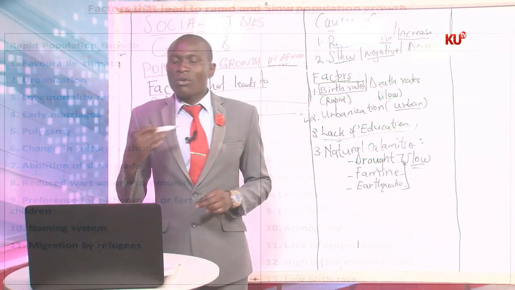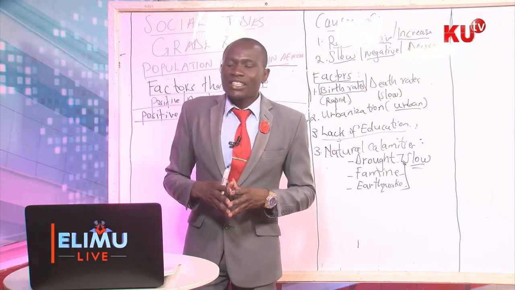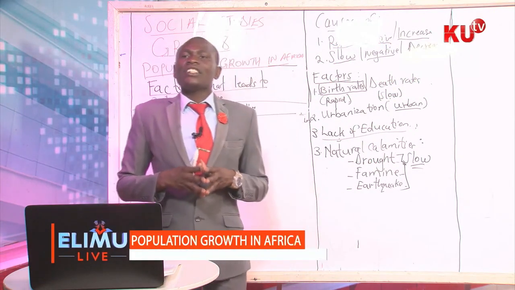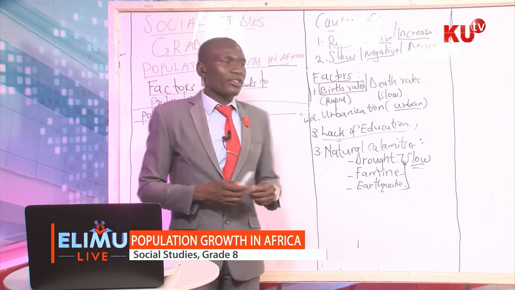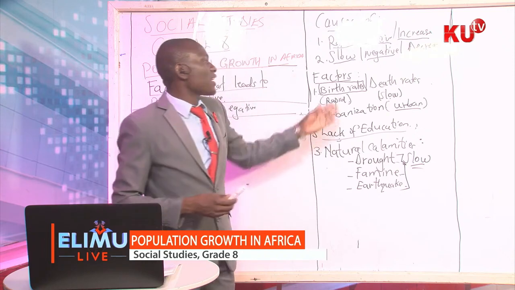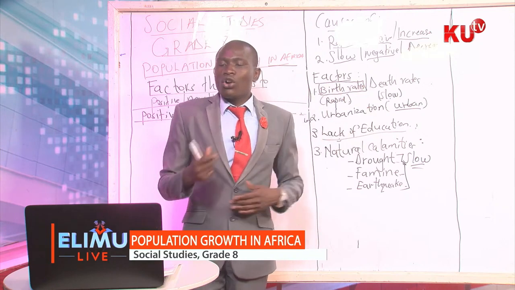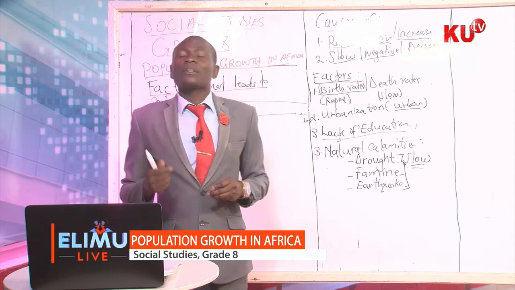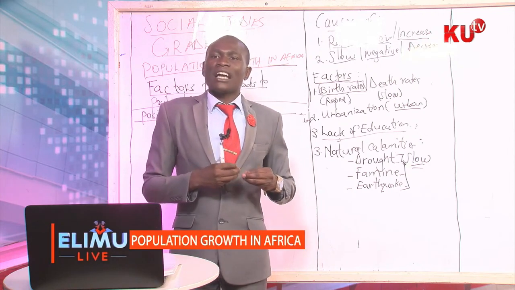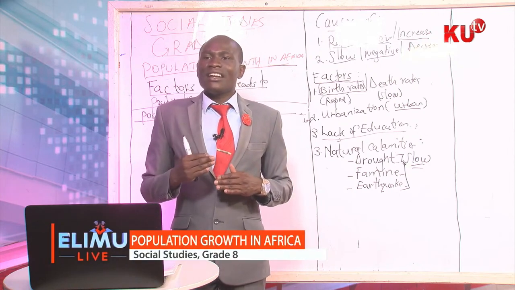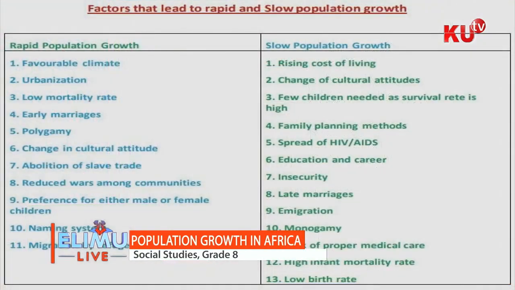And by doing that, it is going to lead to rapid population growth. Change in cultural attitude is going to lead to rapid population growth, is what we were talking about, preferences. You prefer a certain child more than this child. Also, change in cultural attitude means that there are those cultures that take a boy child more important than a girl child. Therefore, they always want to have as many boys as possible.